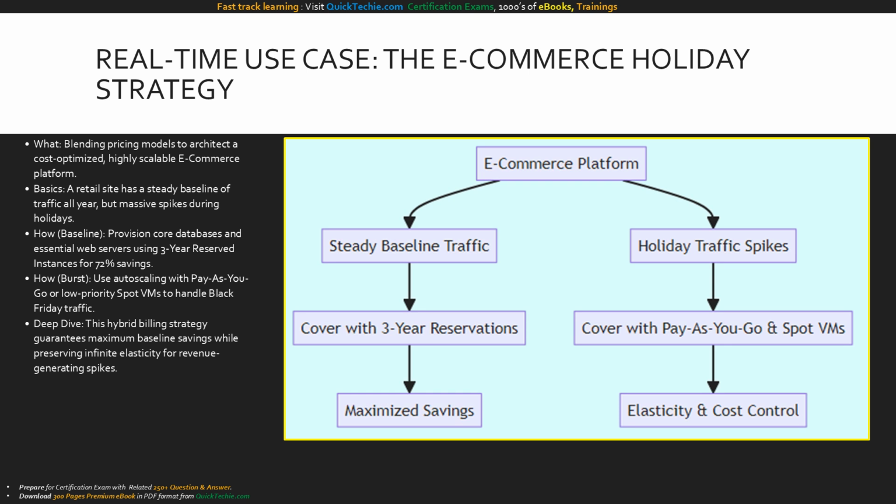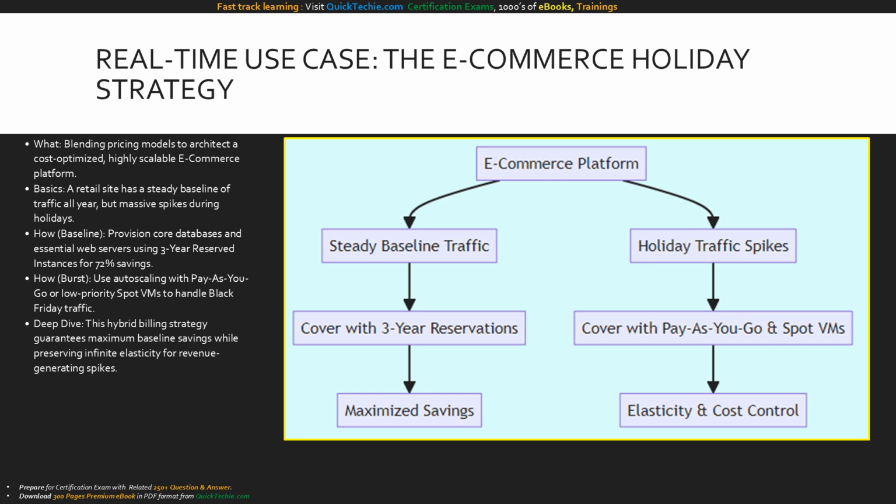We secure the core databases and baseline web servers using 3-year reserved instances, cutting those foundational costs by 72%. Then, we configure auto-scaling groups using pay-as-you-go or highly discounted spot virtual machines specifically for the holiday burst traffic. We achieve absolute cost efficiency on the baseline and infinite, safe scalability for the spikes.